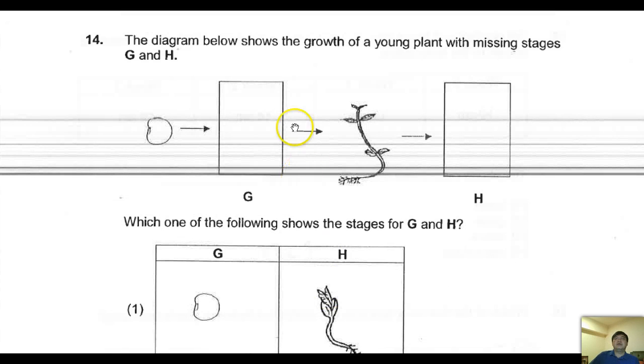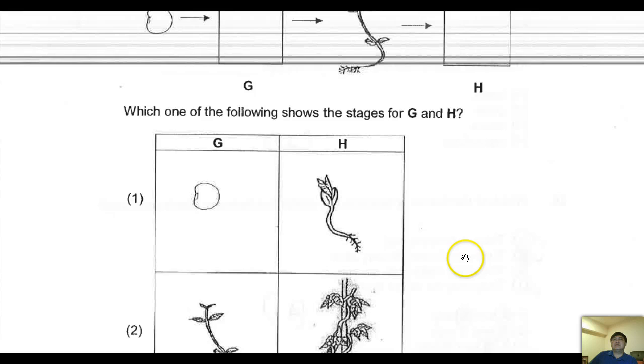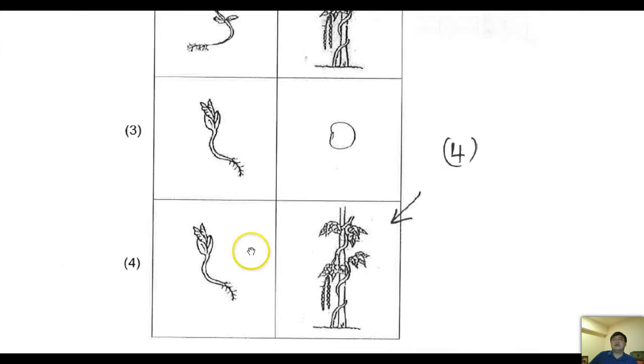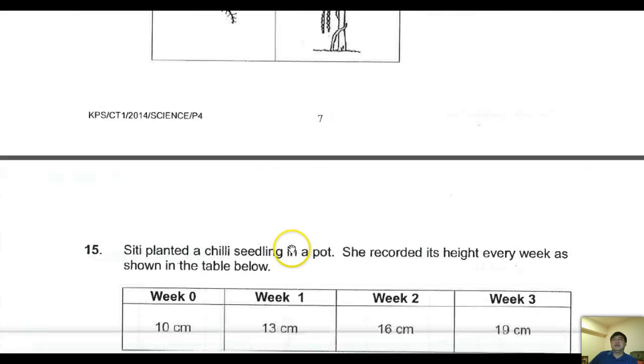For here, to fill up the life cycle stage from seed, so probably seedling, young plant to adult. Okay, the answer is 4. Next.